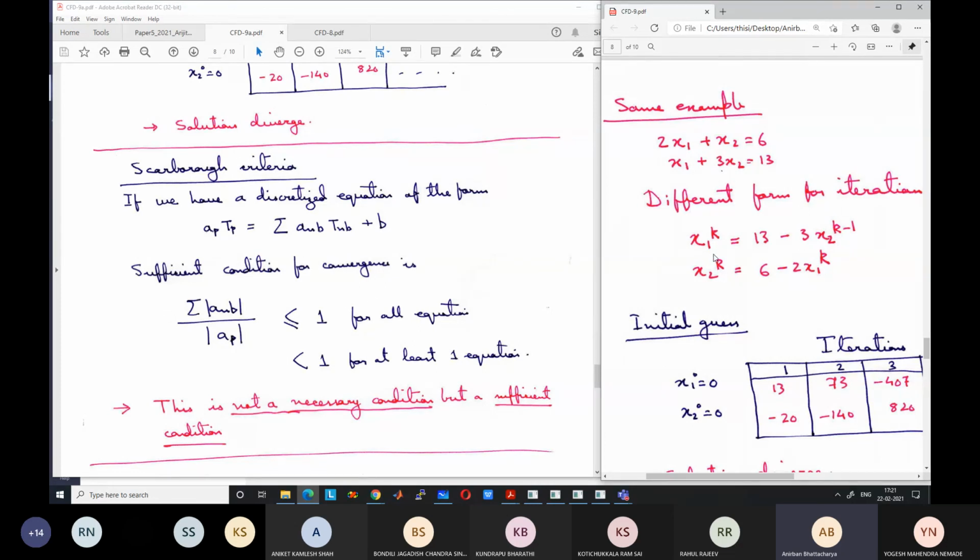Okay. What about the second condition? So even if one is not satisfied, it means that there is a chance that it will not converge. All the equations should have been satisfied, but the first equation itself is not satisfied. What about the second equation? What is the value of this for the second equation? Can you tell me quickly? Very quickly, tell me what is the value of this Scarborough criteria for the second equation.